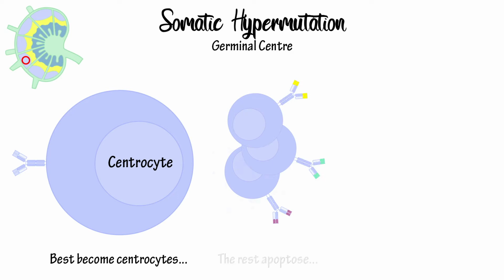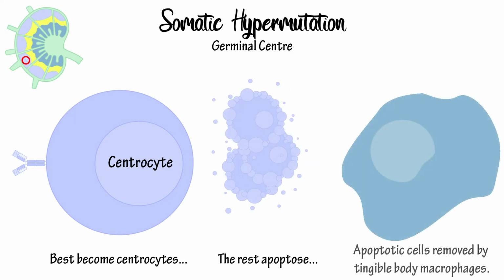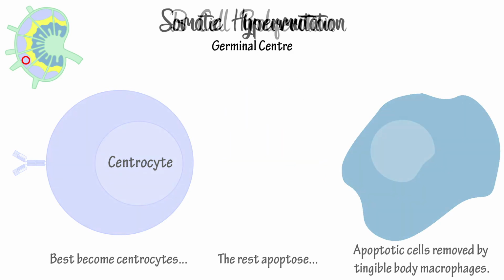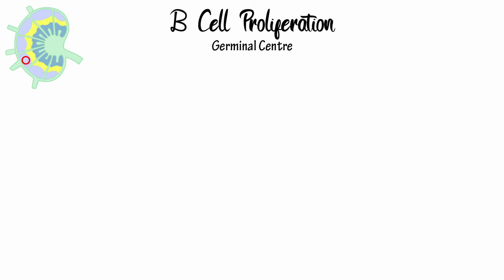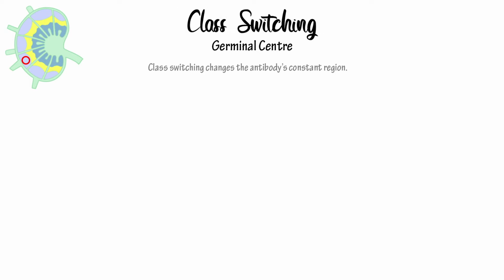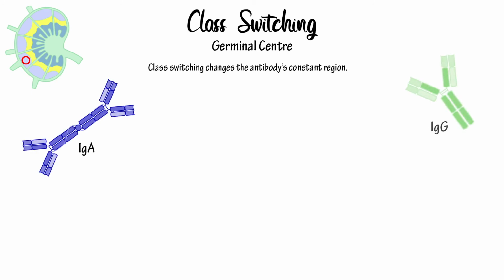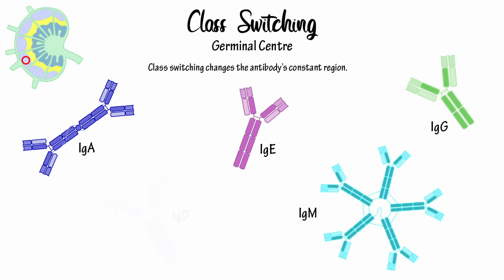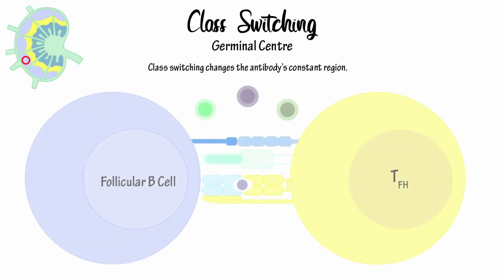Those with low affinity are apoptosed by what are called tingible body macrophages. Now we need to make different classes of these high affinity antibodies, so the pathogen can be destroyed in all different manners. Class switching, as the name suggests, changes the class of the antibody, like if it's IgA, IgG, IgE, IgM, or IgD. This, as we mentioned, is dictated by the cytokine the T follicular helper cell releases.